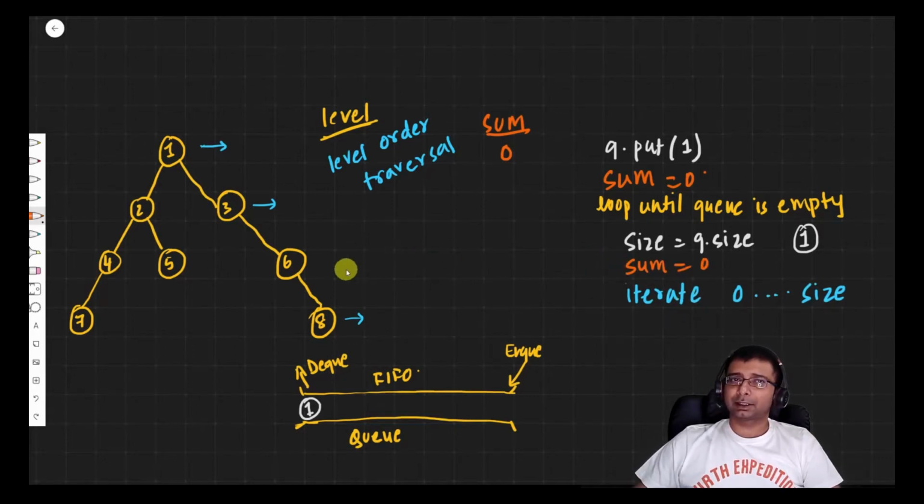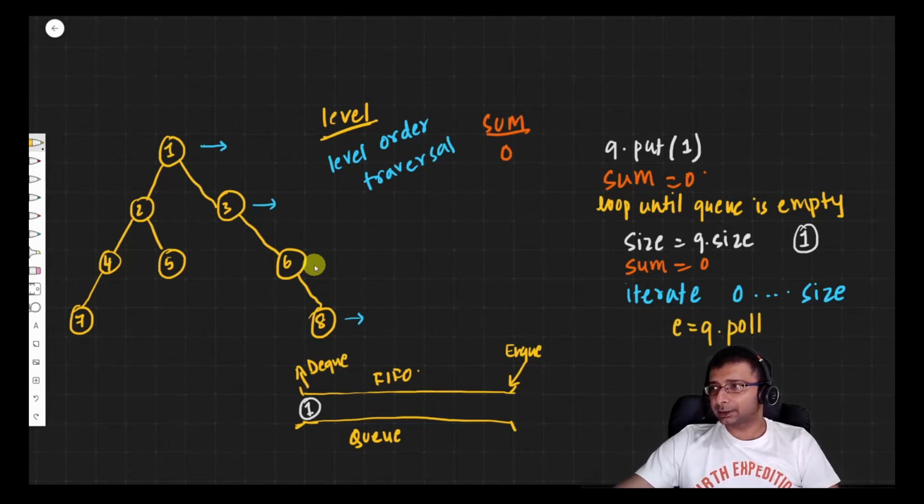In a level order traversal, what we generally do is go and add the left and the right child for each and every node. So we generally do a queue.poll and store the element in E. As soon as we do that, 1 is going to get popped out, and we get the 1 inside the variable E.